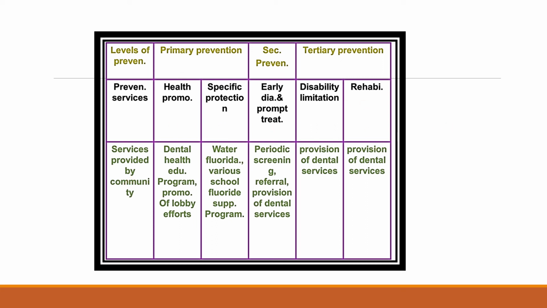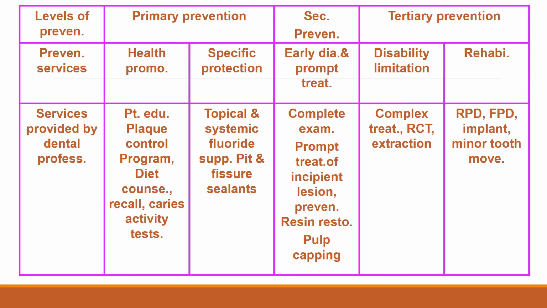The previous was how the health educator does it. The next one is how the dentist or dental clinic will provide the prevention. Under primary prevention in the dental clinic or by the dental professionals, under health promotion, patient education, then teaching proper brushing technique and diet counseling, and we can do caries activity tests also. In the specific protection, topical and systemic fluoride supplements, pit and fissure sealants.